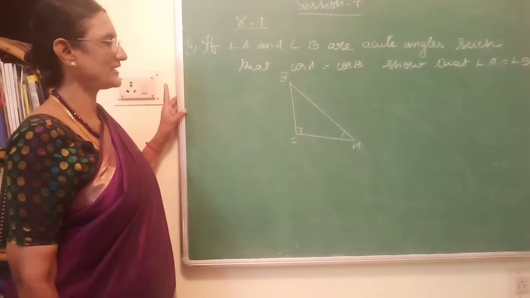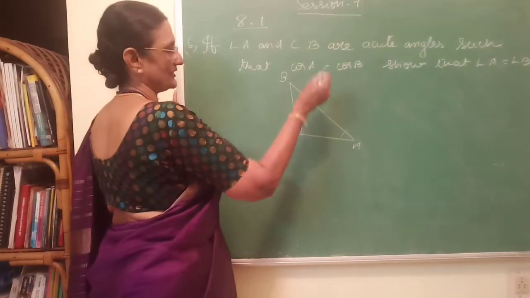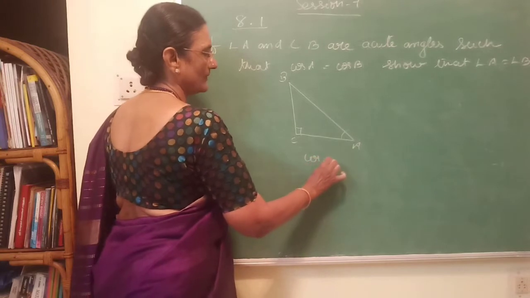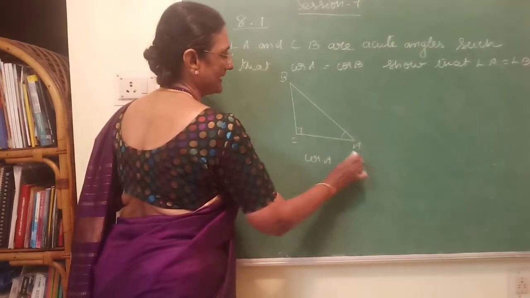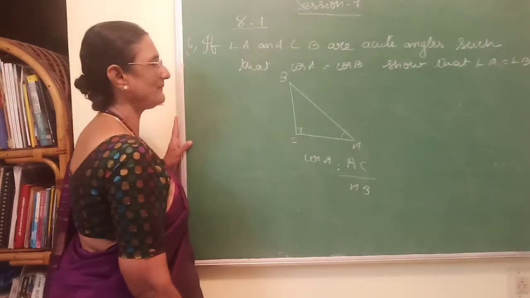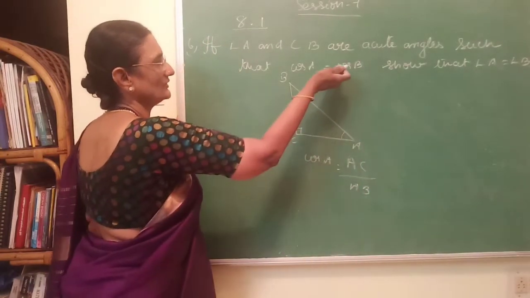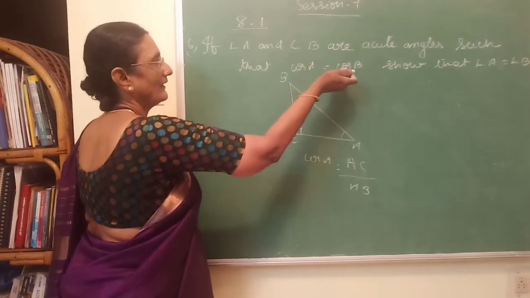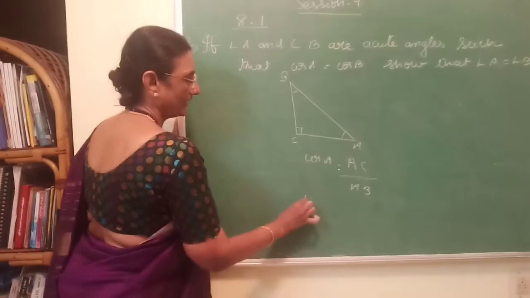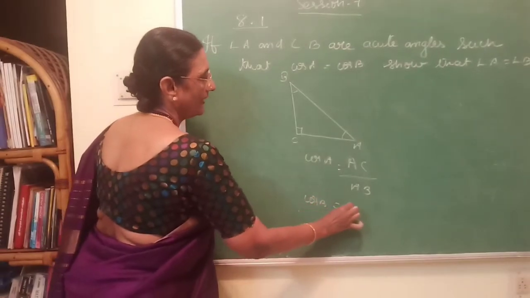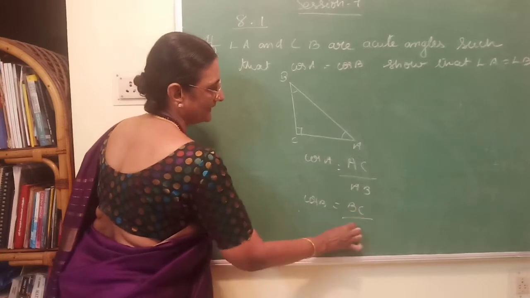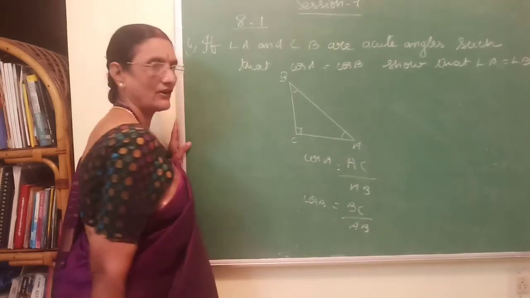Now, cos A. Cos A by definition is what? Adjacent by hypotenuse. So, with respect to angle A, cos A is equal to AC divided by hypotenuse AB. Can you tell me what it is with respect to angle B? Angle B is the vertical angle. With respect to angle B, cos B is equal to BC divided by AB. Are you following?